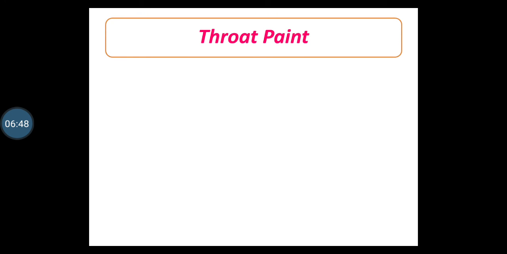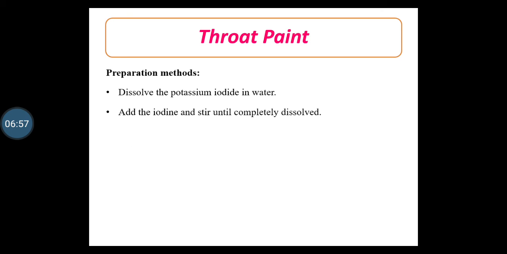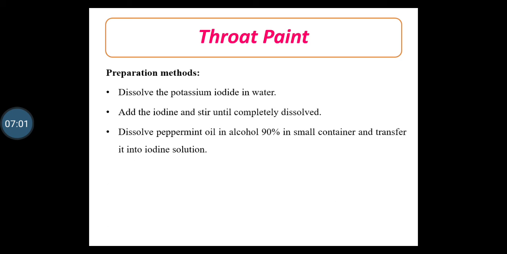Now let us see the preparation method of throat paints. Dissolve the potassium iodide in water first, then add iodine and stir until completely dissolved. Then dissolve peppermint oil in alcohol 90% in small container and transfer it into iodine solution. Mix well, then add glycerin and mix thoroughly.